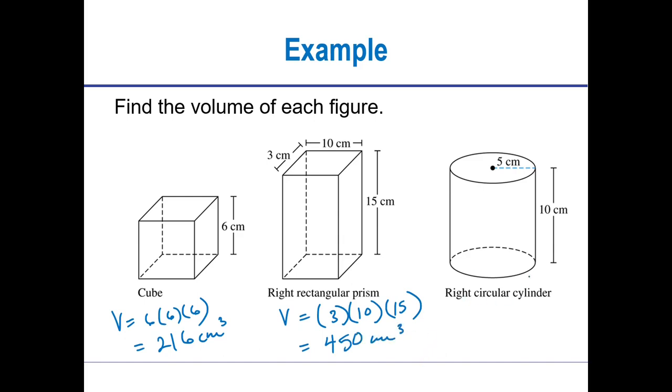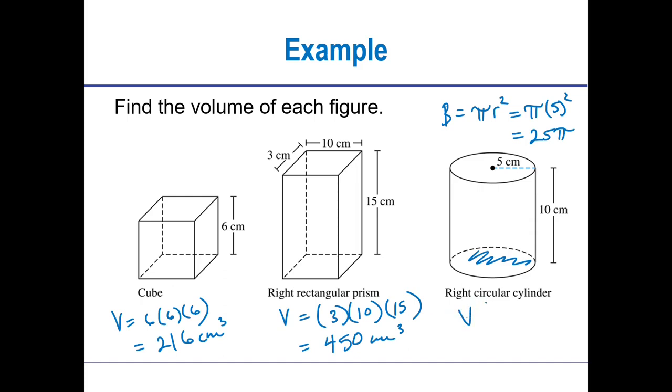For the right circular cylinder, I'm going to multiply the area of the base times the height to calculate the volume. The area of the base is going to be equivalent to pi r squared. In our case, this is going to be pi times 5 squared, or just 25 pi. So the area of the base is equivalent to 25 pi, and we'll multiply that by the height.